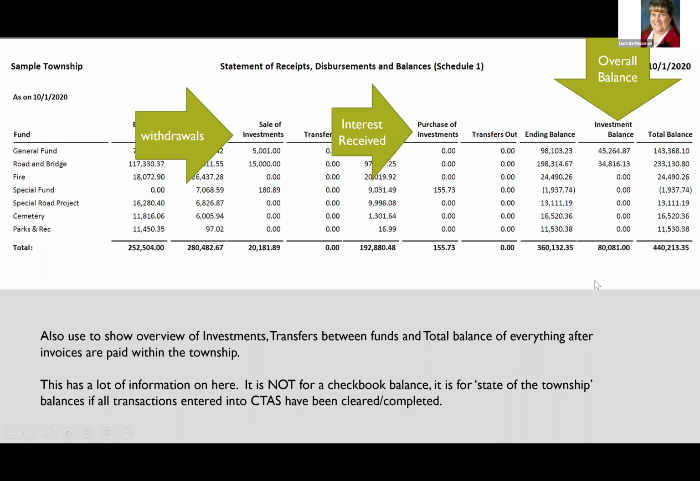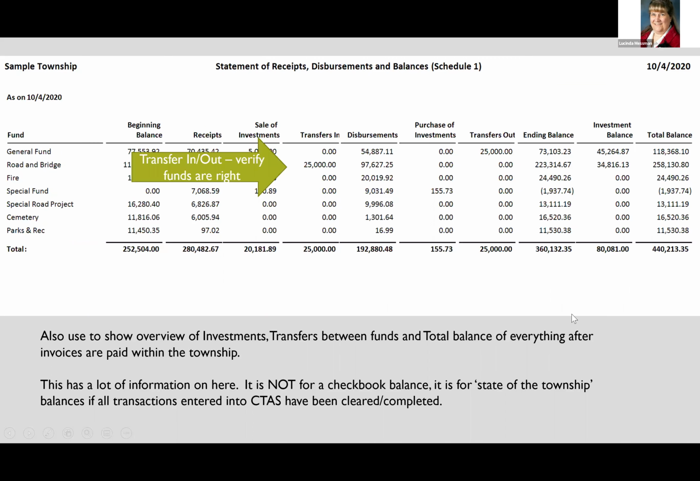So that's one of the powerful things you can see on here. And you see it with the regular funds and the balances in the township. Let's say we do transfers. Transfers in and out, this is the easiest way to check that you did your transfer correctly. If you transfer your funds in and out right, we can see that there was a transfer in to Road and Bridge of $25,000. There was a transfer out of general fund of $25,000.